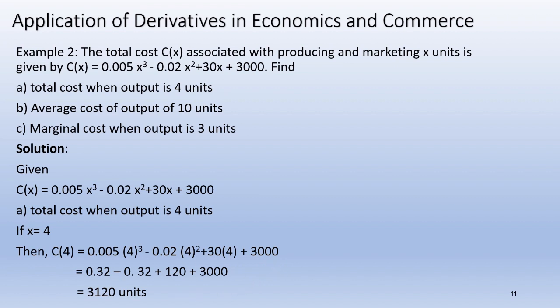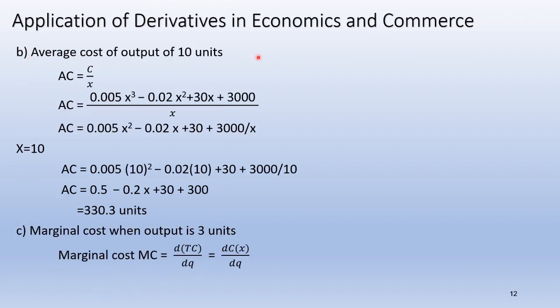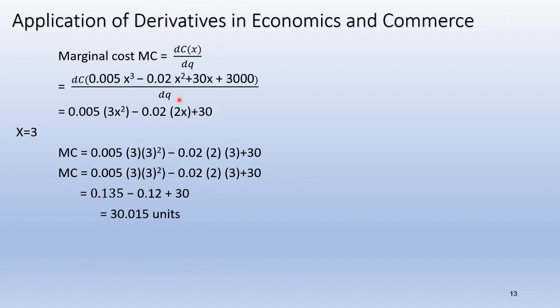B. Average cost of output of 10 units. AC is equal to C of x by x. Substituting the values, we get this. Substituting x is equal to 10, we get 330.3 units. C. Marginal cost when output is 3 units. Substituting the values in the formula and simplifying, we get this. Applying x is equal to 3, we get this.